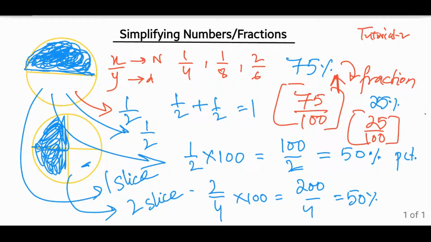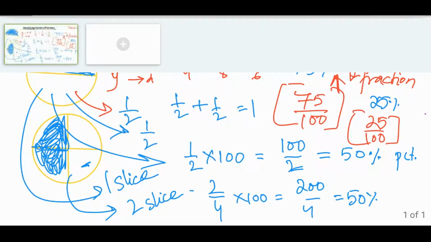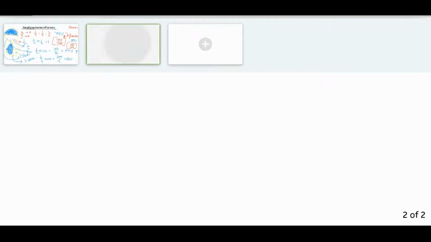Alright, now we'll move on to simplifying fractions. For simplifying fractions, let me write a fraction first. Let me consider 8 by 12. So this is a fraction, isn't it? In this fraction, as you know, there are two parts: one is the numerator and the other one is the denominator.